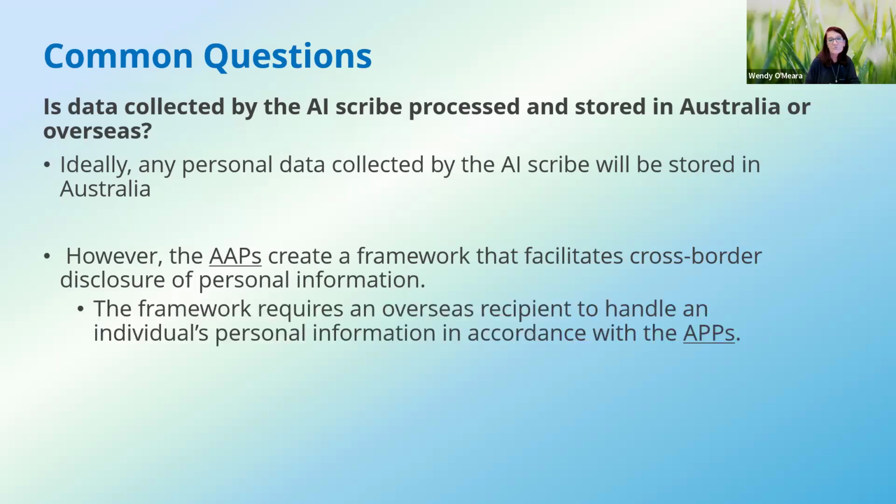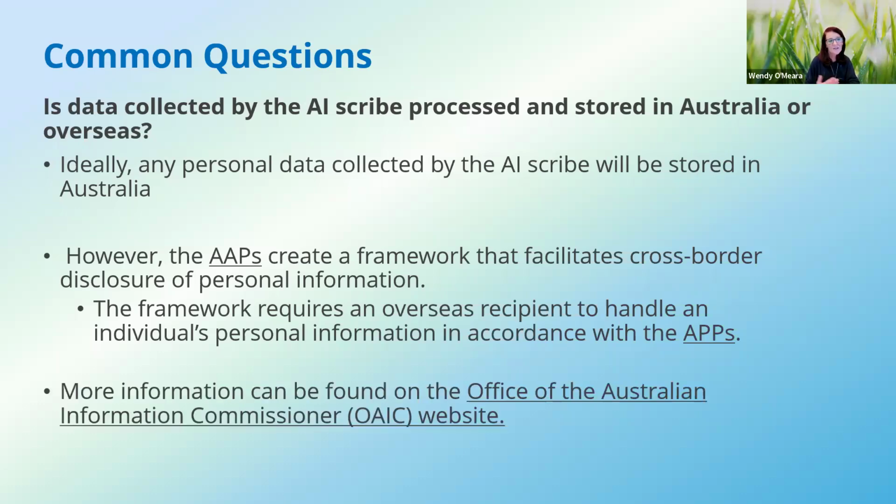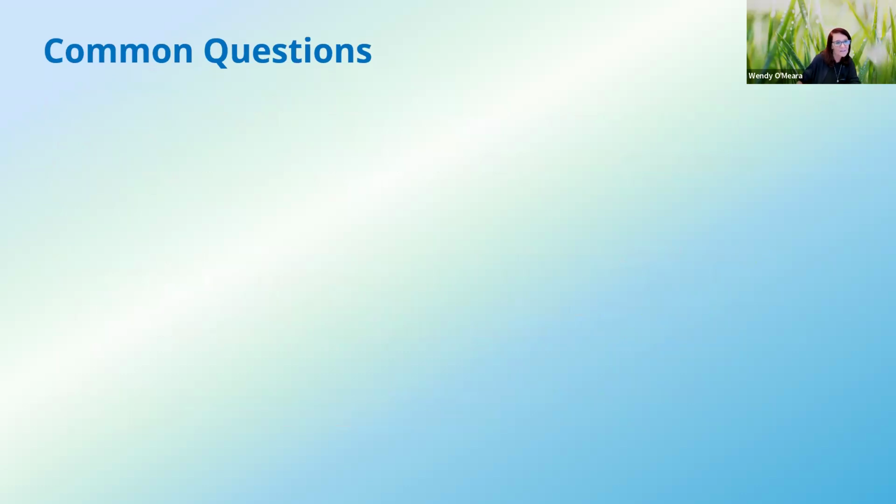However, the APP does create a framework that does facilitate cross-border information. So there are standards set for sharing of information across certain borders. So you need to be sure if data is stored offsite or offshore, that it's stored in one of the countries that has that agreement with our APP. And there is lots more information if you want to check that out on the Office of the Australian Information Commissioner. So they've got a big information section on AI Scribe and how that looks and where the information is stored and what companies store it where. So that's probably worth having a look at as well.